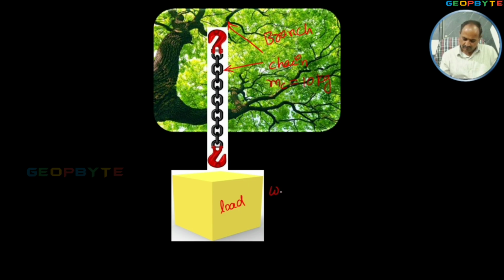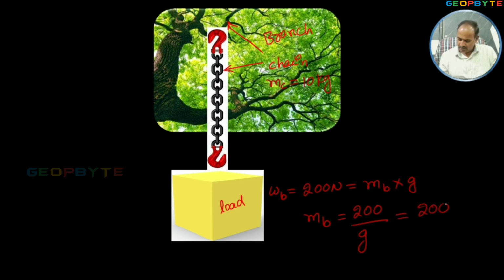The weight of the body is given as 200 newtons. This weight must be equal to the mass of the body multiplied by g. Then the mass of the body equals 200 divided by g. The g value given is 10, so 200 divided by 10. The mass of the body equals 20 kg.